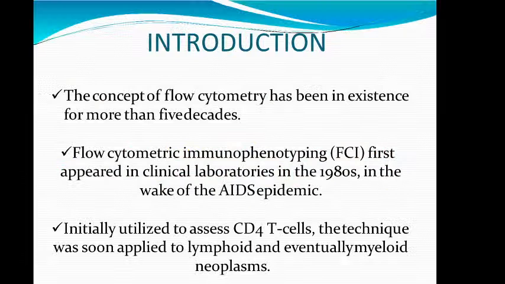The concept of flow cytometry has been in existence for more than 5 decades. Flow cytometric immunophenotyping first appeared in clinical laboratories in the 1980s in the wake of the AIDS epidemic. Initially utilized to assess CD4 T cells, the technique was soon applied to lymphoid and eventually to myeloid neoplasms. So in flow cytometry, we just want to understand the cells basically.